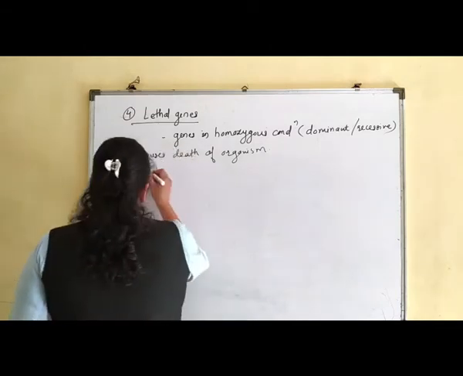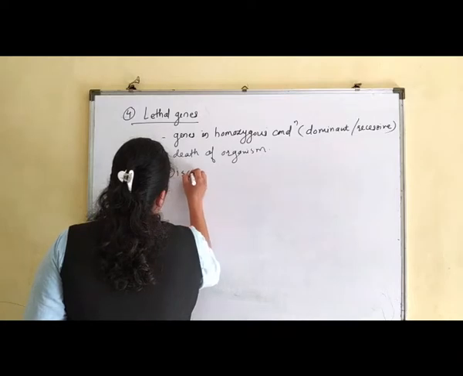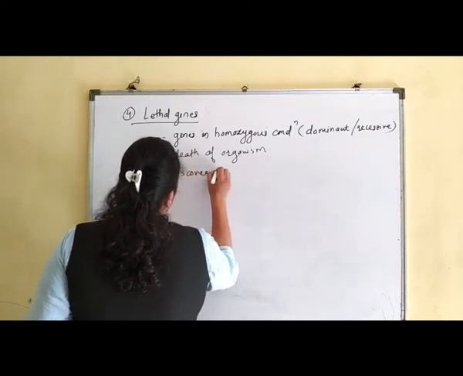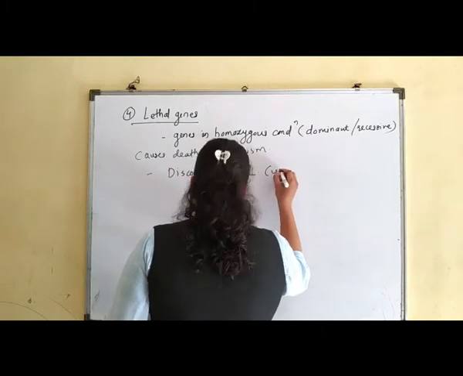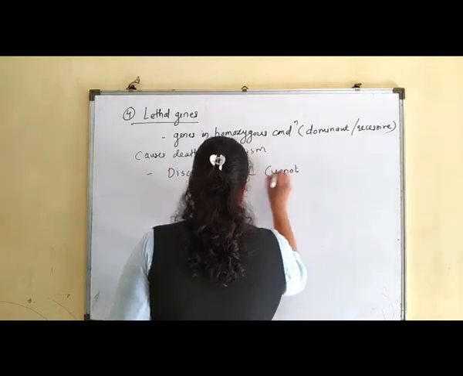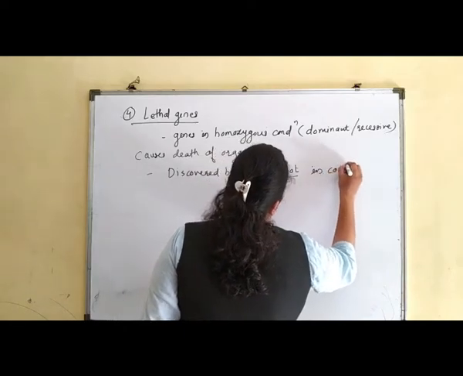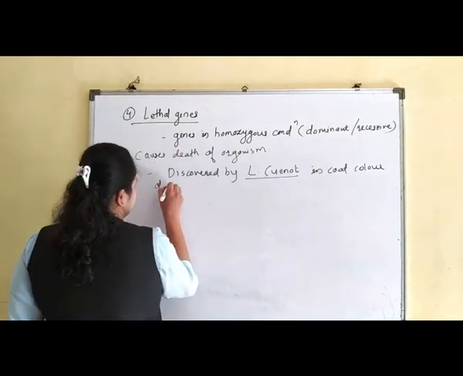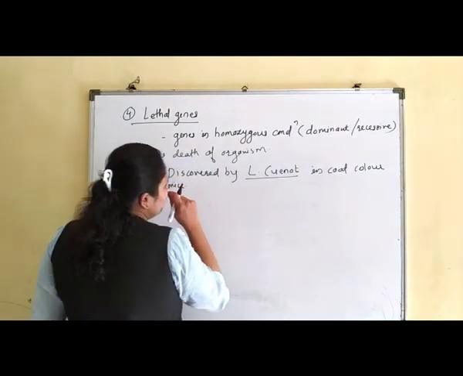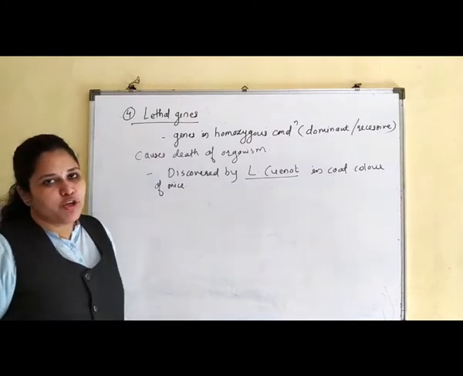Now they were discovered by L. Cuenot in coat color of mice. So the first example of lethality, or the lethal gene, that we will discuss is coat color in mice.